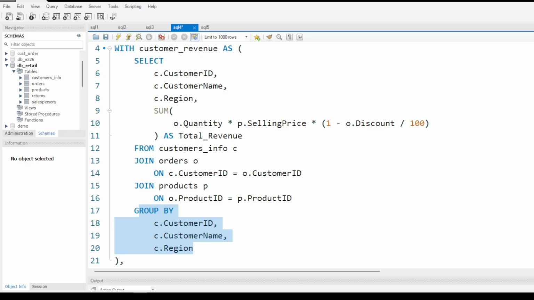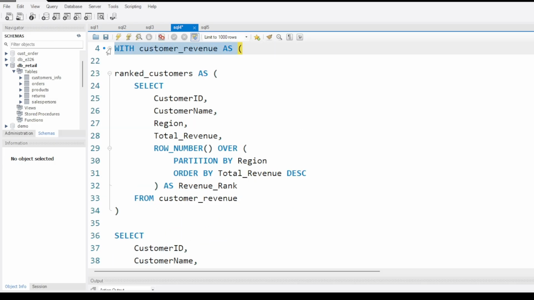I am storing this result in a common table expression called customer revenue. Step 2. Now we have total revenue for every customer. The next step is to rank these customers within their respective region.